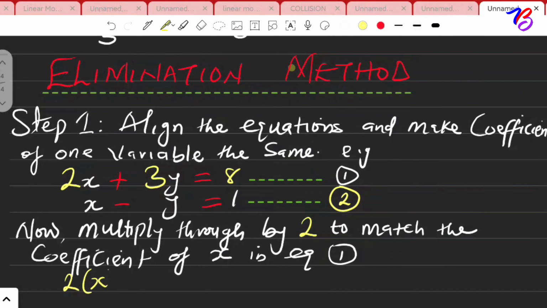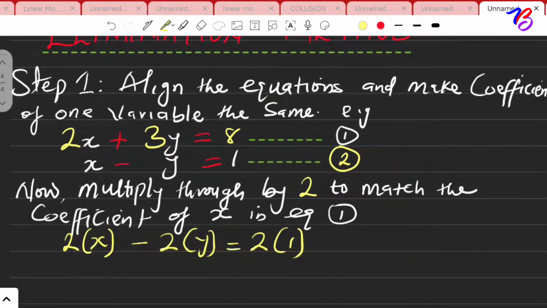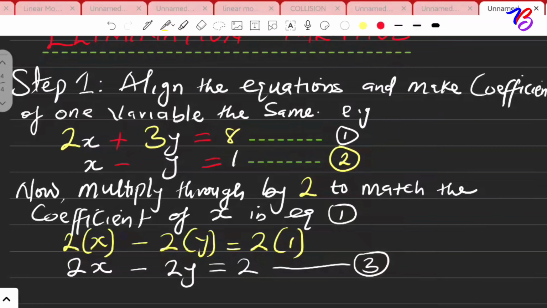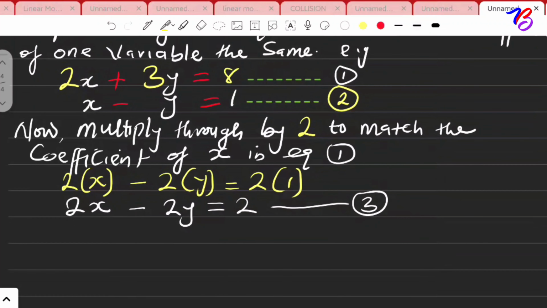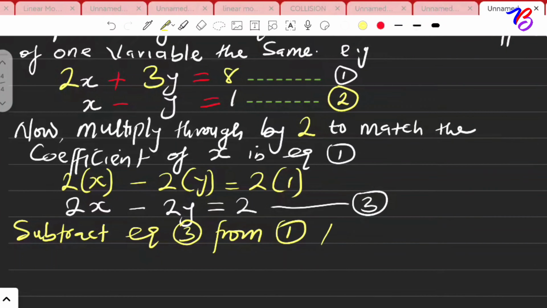What are we going to have? 2 into x minus 2 into y will equal 2 into 1. So that 2x minus 2y is equal to 2. So this gives us equation 3. If you observe, you now see 2x and 2x in both equation 1 and 3. So we can now solve this simultaneously by elimination method. So let's subtract equation 3 from equation 1 to eliminate.